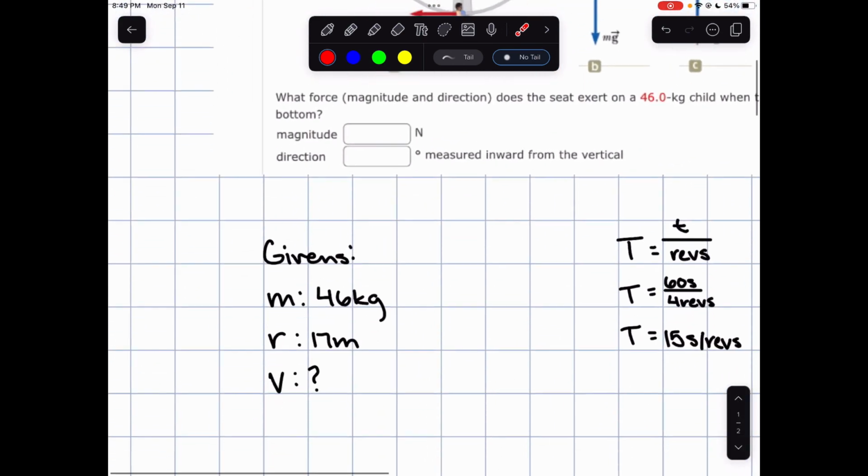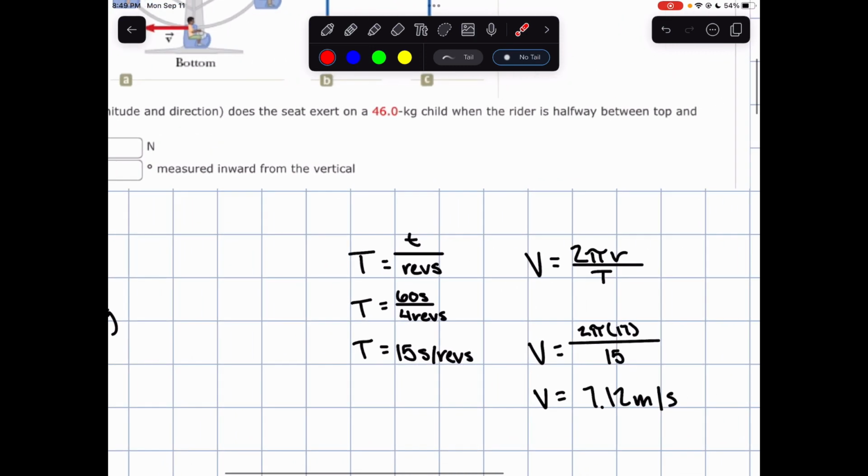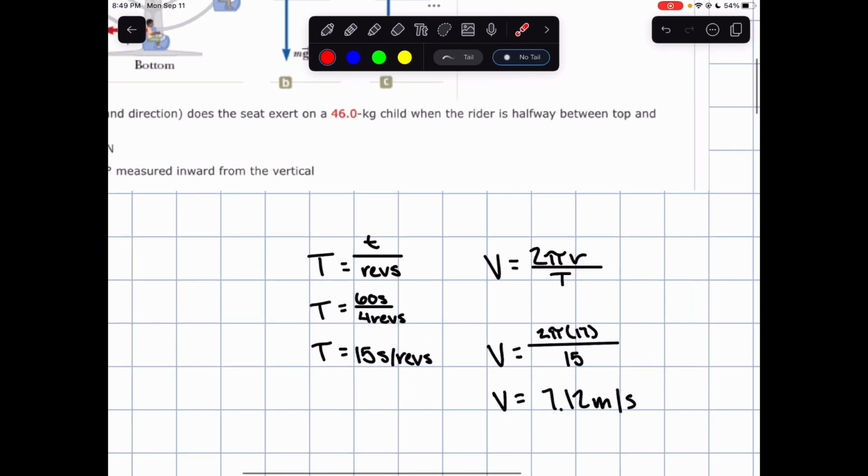Next, let's look at our givens. For our givens, we have the mass, we have the radius, and our unknown is velocity. But with the information provided, we can find velocity. First, we're going to start by calculating the period. The period is how long it takes for how many revolutions, time per revolution. We know it's per minute, so 60 seconds, and we know it's 4 revolutions per minute, so we can do 60 over 4 equals the period of 15 seconds per revolution.